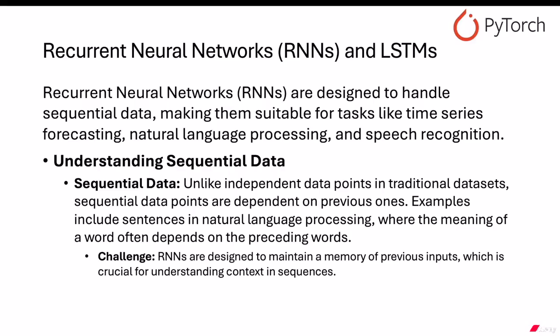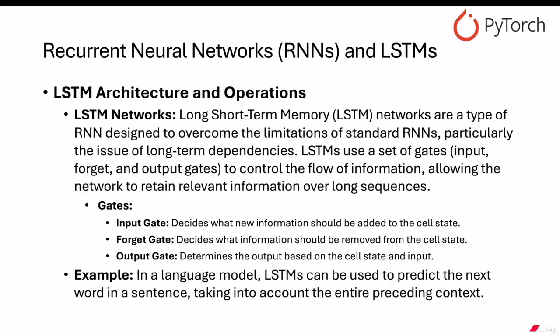Challenge: RNNs are designed to maintain a memory of previous inputs, which is crucial for understanding context in sequences. LSTM architecture and operations. LSTM networks. Long short-term memory, LSTM, networks are a type of RNN designed to overcome the limitations of standard RNNs, particularly the issue of long-term dependencies. LSTMs use a set of gates: input, forget, and output gates to control the flow of information, allowing the network to retain relevant information over long sequences.